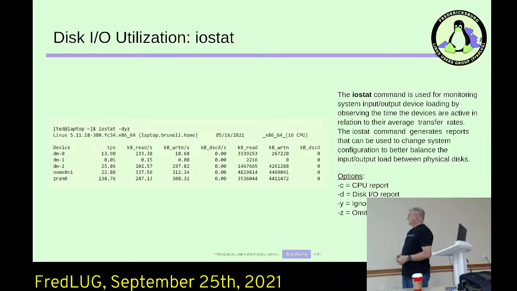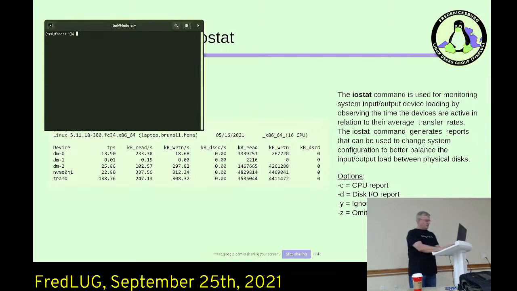So, there are different options when you run iostat, and you can see the example on the screen where I run iostat -dyz. D is disk report, y is ignore the first report after booting, and z omits idle devices. With the devices on my system, all the DM devices, my NVMe device, and zram, it'll give me an idea of how things are working. And this does not take a whole lot of time to gather.